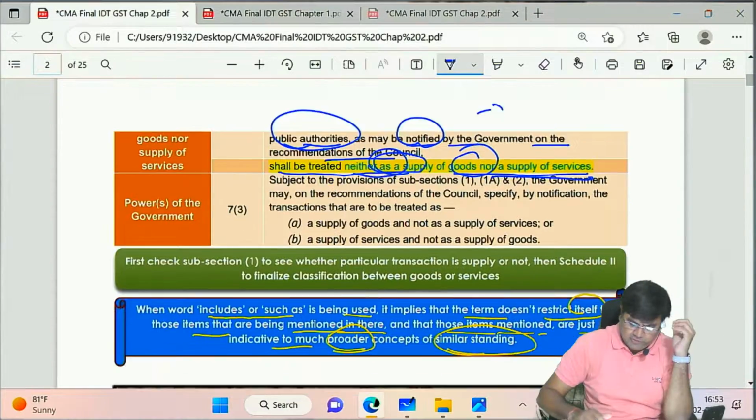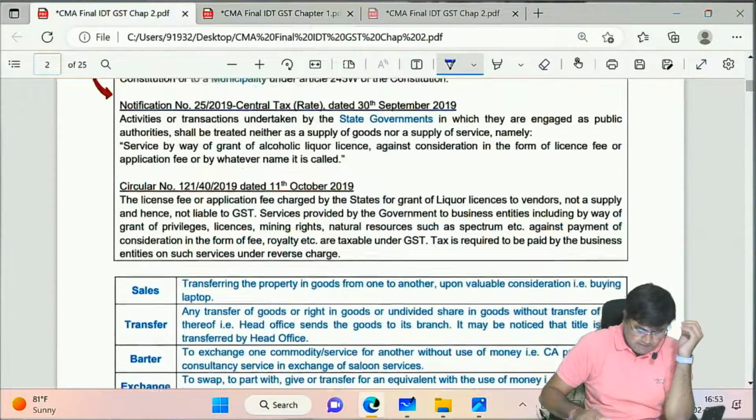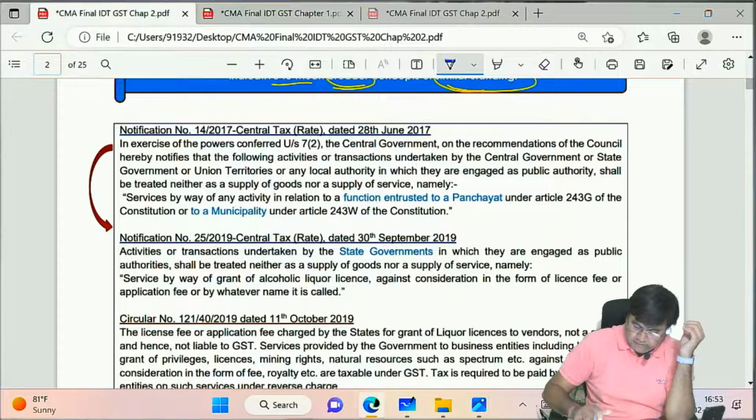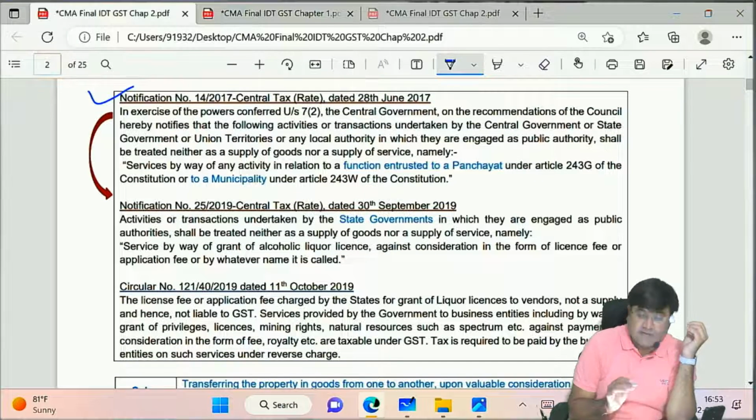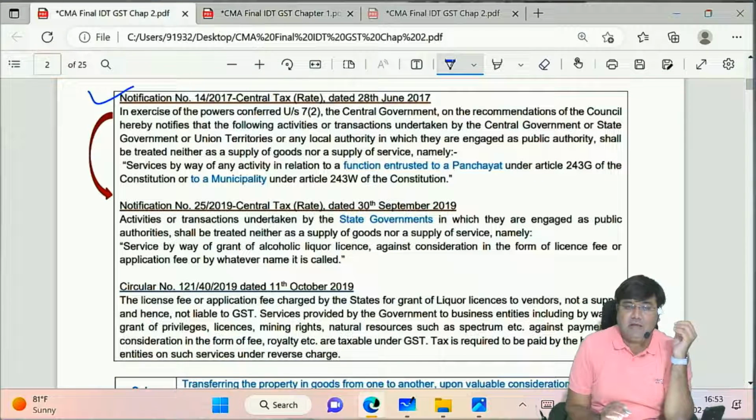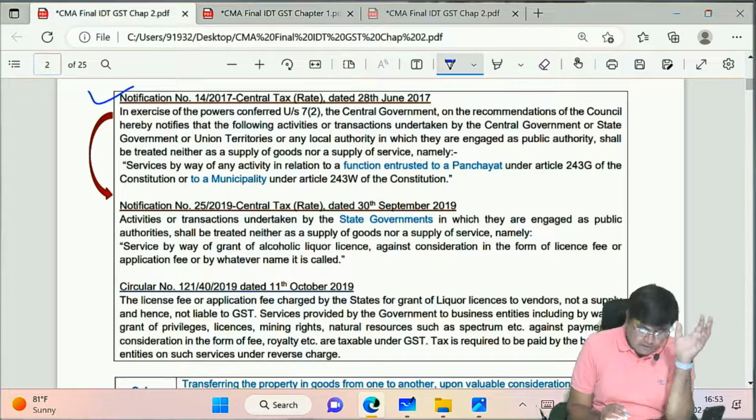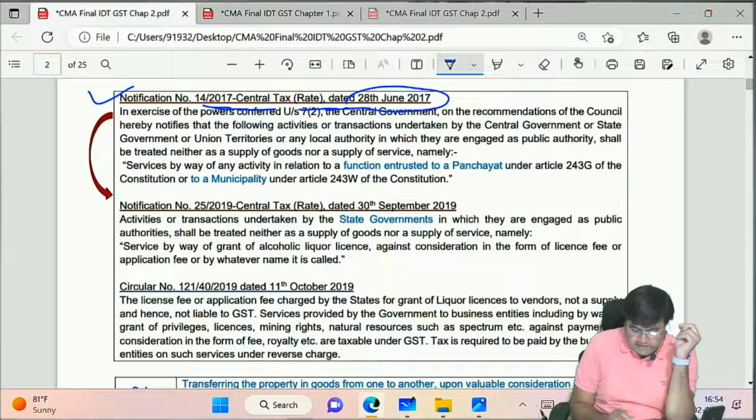So government has used this empowerment and basically they have notified. They have issued 2 notifications. What government has been empowered under section 7 subsection 2 clause B of GST. So they have issued 2 notifications. The first notification is notification number 14/2017 Central Tax (Rate) dated 28 June 2017.